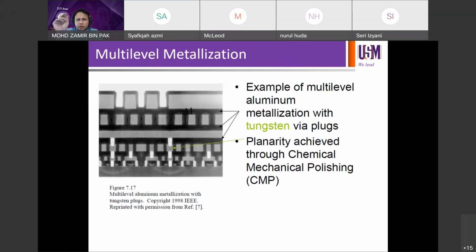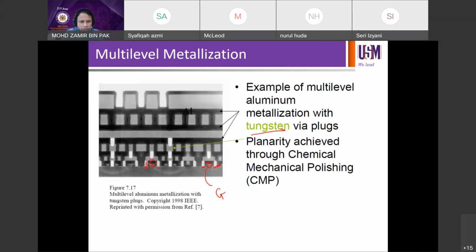Berapa tu? Multi-level aluminum metallization via tungsten plugs, then planarized by CMP. Tengok kat mana dia punya gate. Where's the gate? This is your gate. Small one. Gate. Then this and this, source drain. Okay? Gate, source drain. And this is your contact.